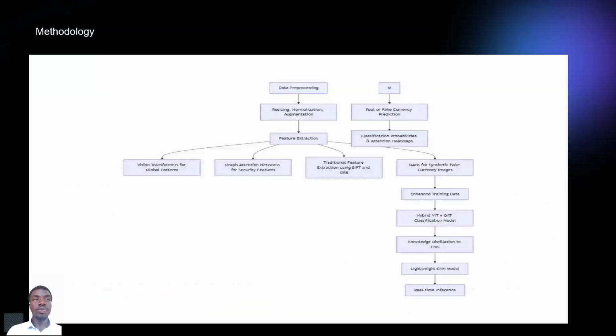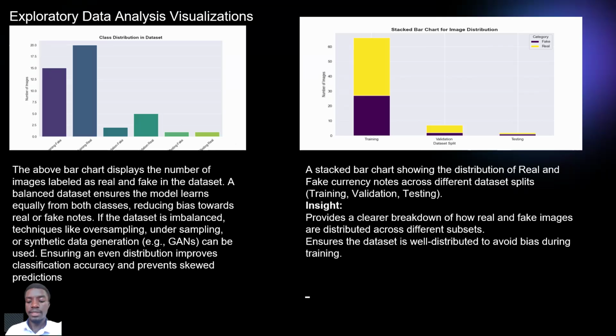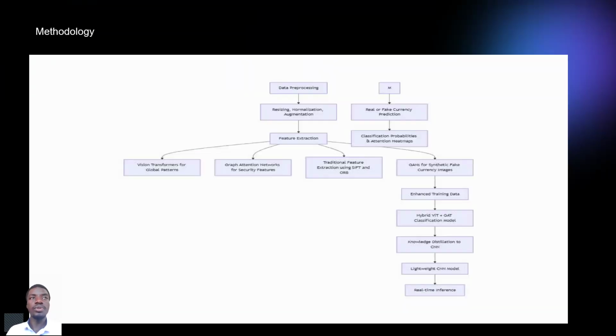And then the methodology. We have the data pre-processing, which has resizing, normalization, and augmentation. Augmentation generally is about generating variations, for example, in the note flips. And then we also have feature extraction, whereby we use ViTs to generate the features on the currencies that we are having.